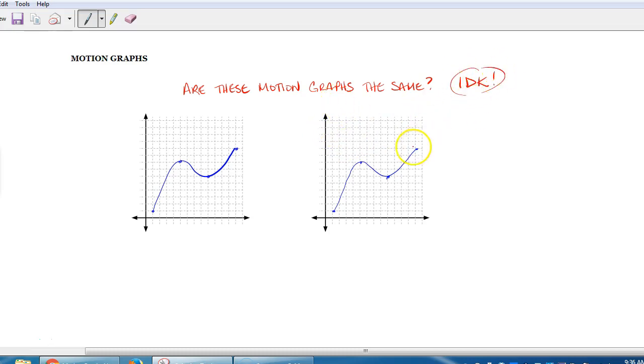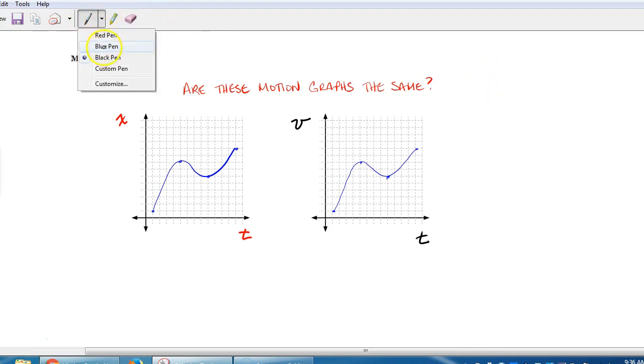The answer is that you can't really tell, because a bunch of critical pieces of information are not there, and so we need to try to investigate a little bit more and get better information. So let's imagine now we put what's actually being graphed on there. Knowing that they're motion graphs is not enough. On the left, we have the position versus time, and on the right, a velocity versus time. And they're very different graphs if one is position versus time and one is velocity versus time.